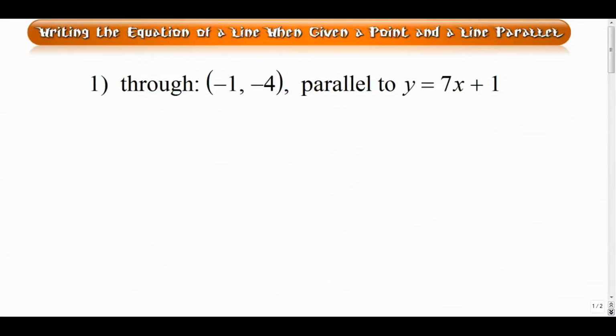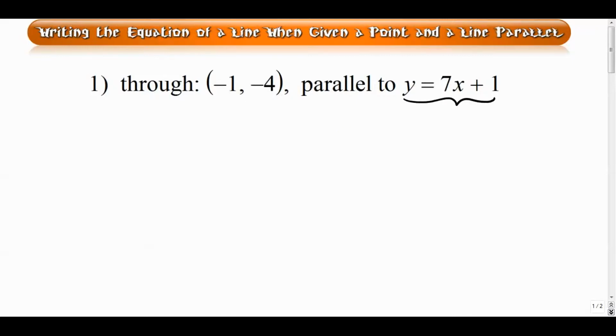Our next video here is on how to write the equation of a line when given a point and a line that is parallel to it. So let's get started. Try to get this done in under 8 minutes or so. We're trying to write the equation of a line that goes through this point and is parallel to this line.